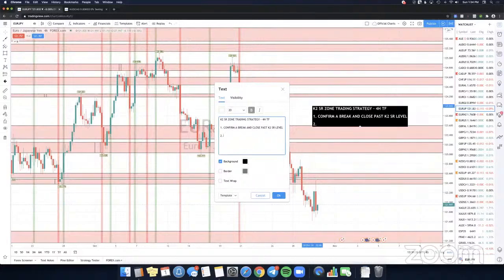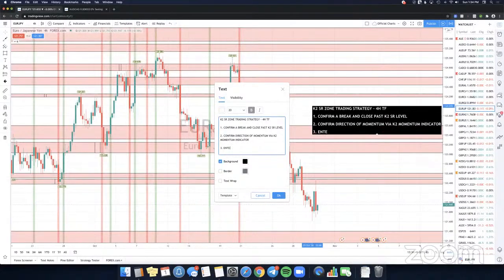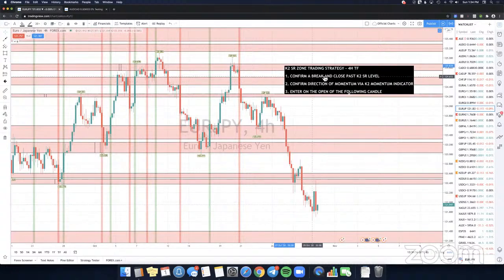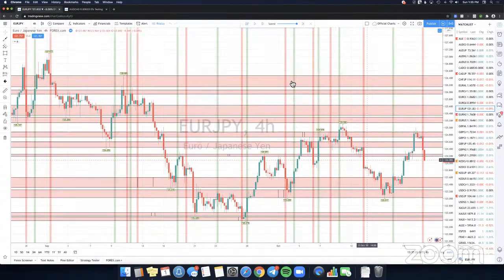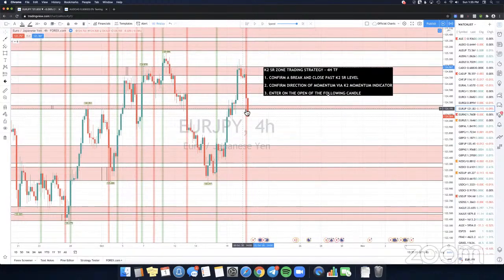Then your second requirement is going to be confirm direction of momentum via the K2 momentum indicator. And then third, you can enter on the open of the following candle. So for this specific strategy, the first requirement is going to confirm a break and close. So right here, if I go back and replay this, like I mentioned right here, confirm a break and close past the K2SR level. So this would be a break and close past it because this was the level here, price broke it, then it closed below it. And then you could confirm the direction of momentum.